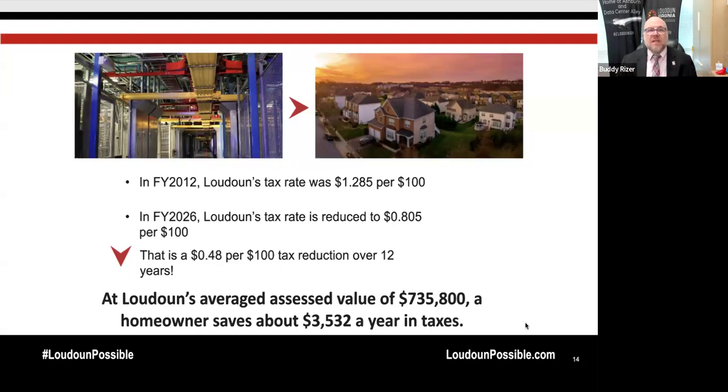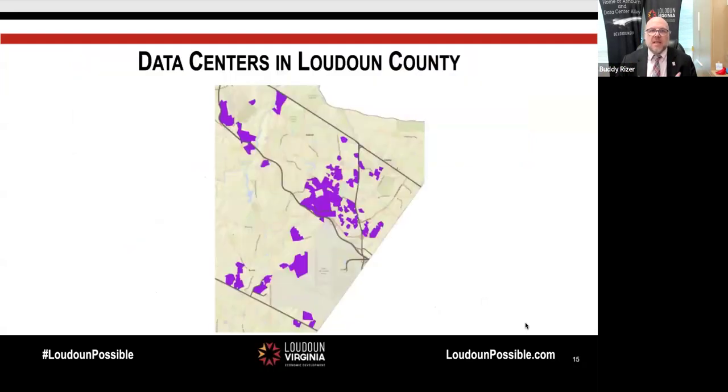Now, where are the data centers located? You'll see on the next slide that that is the eastern part of Loudoun County. And in the lower right of that visual is Dulles International Airport.